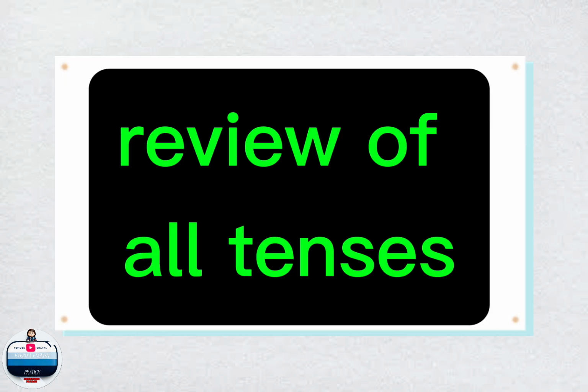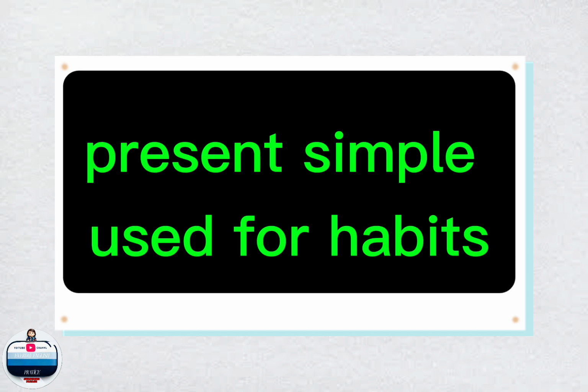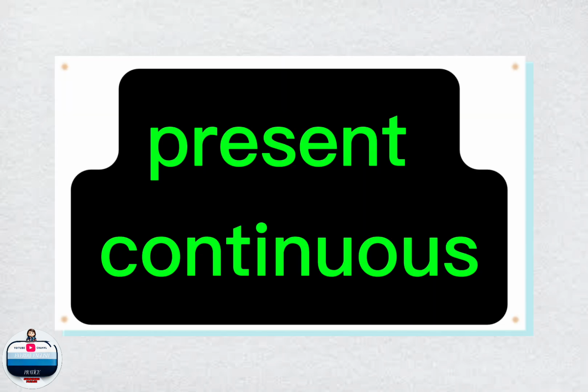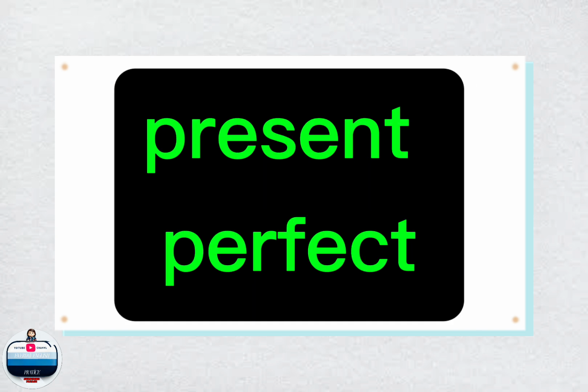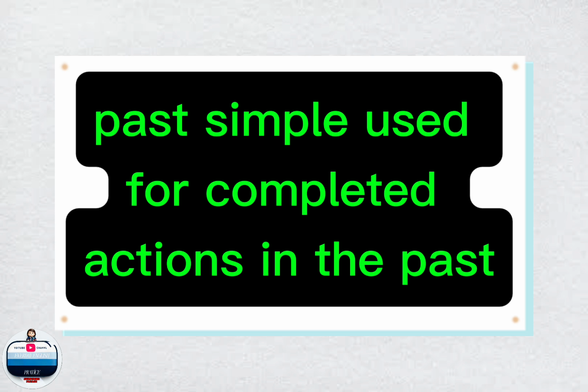Review of all tenses. Let's quickly review the tenses we've covered today. Present simple. Used for habits, routines, and general truths. Present continuous. Used for actions happening now or temporary situations. Present perfect. Used for past actions that have a connection to the present. Past simple. Used for completed actions in the past.